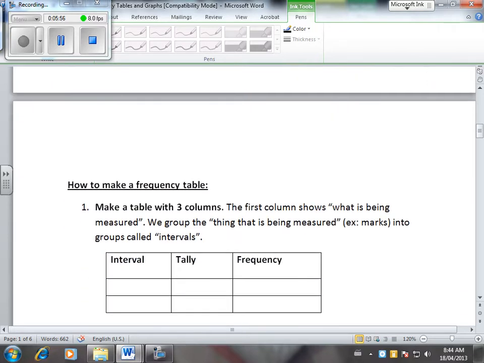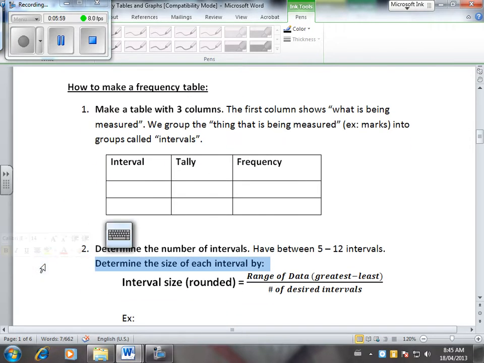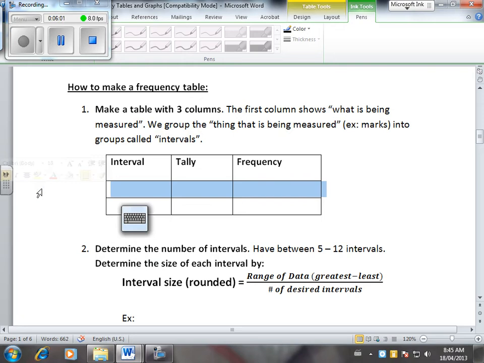So let's look how to make a frequency table. We're going to make a table with 3 columns. The first column will tell us what's being measured. And so what are we measuring in marks for a test? We're measuring the marks.